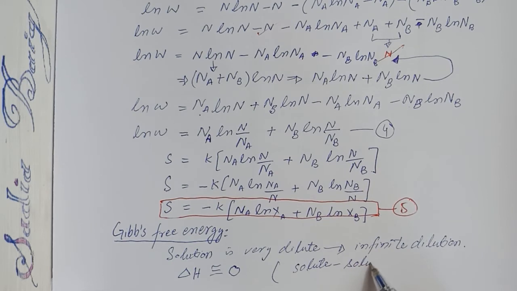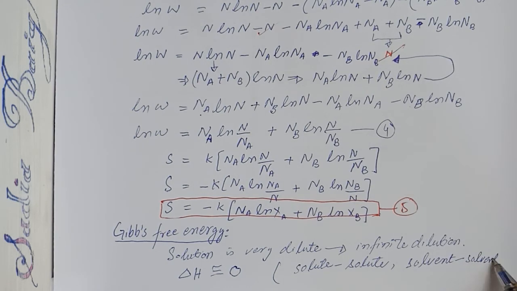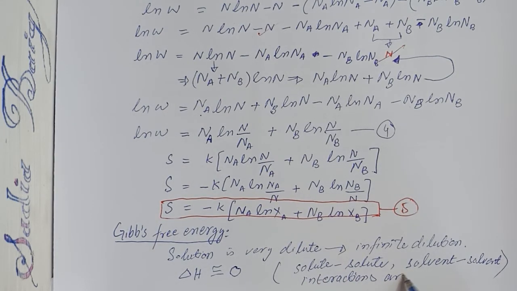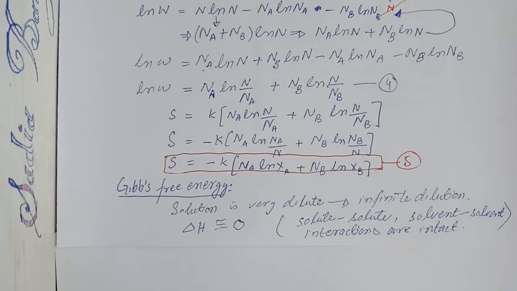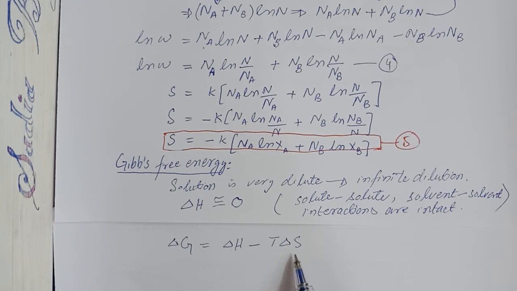Solute and solvent interactions are intact. So it means that we are treating the mixing of solution as the ideal case, and for this case the Gibbs free energy of mixing, that is delta G, is actually expressed in terms of the heat of formation minus a factor known as the entropy factor, that is always negative because of the positive entropy change for the mixing.